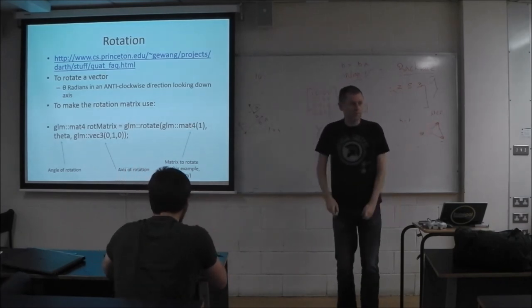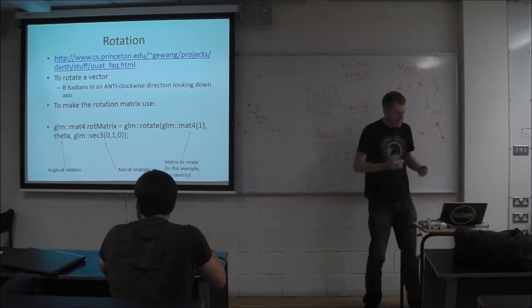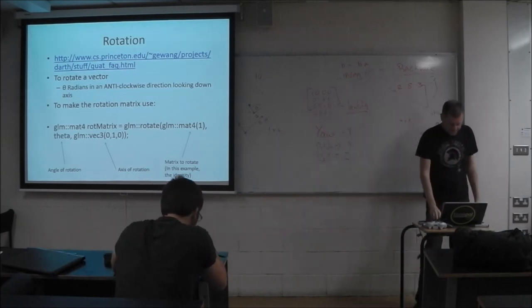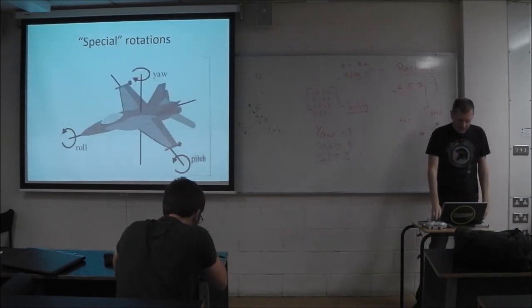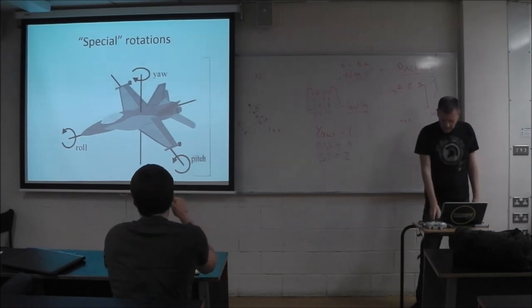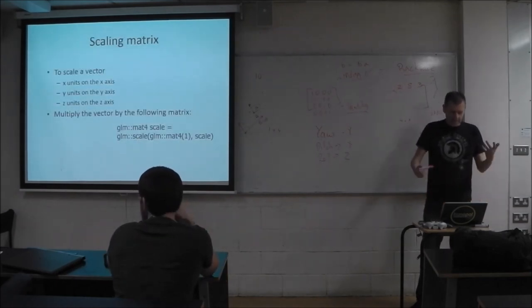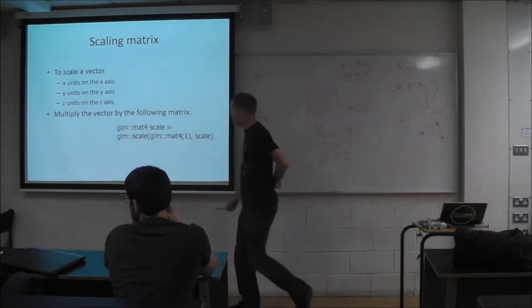You know what I mean? Because my look vector would start out being the z axis and then it changes. So that's what a rotation vector looks like, and that's the special rotations. And then scaling matrix. We can make a scaling matrix like in here.